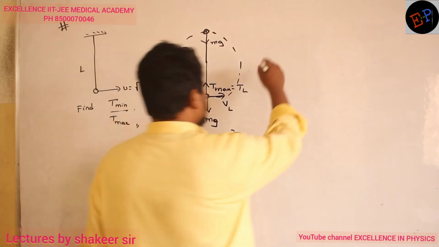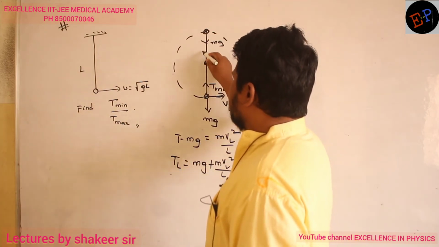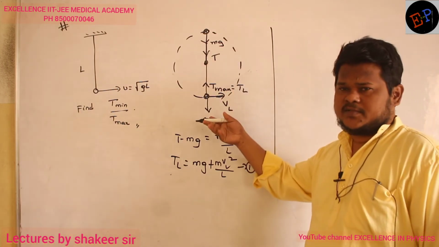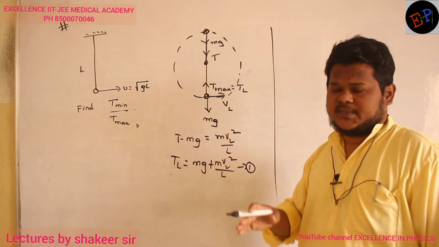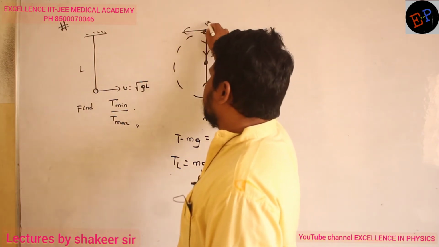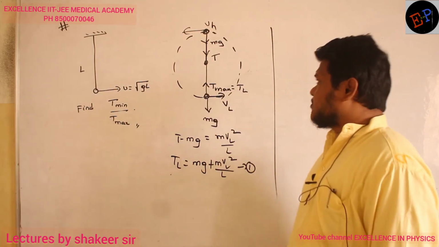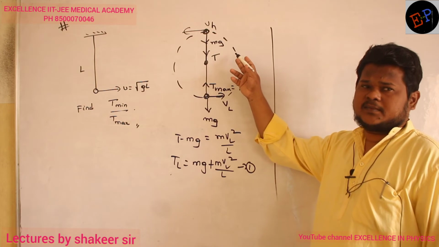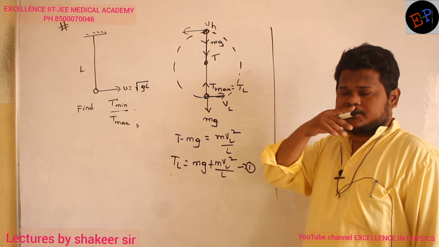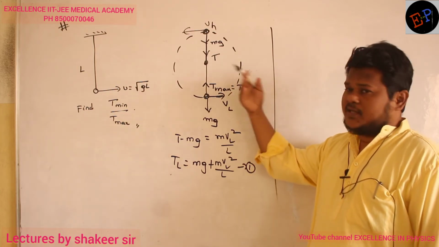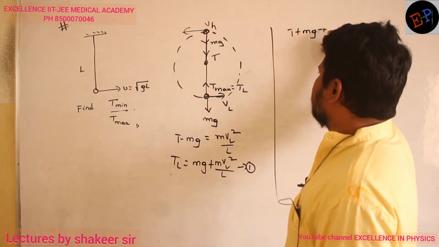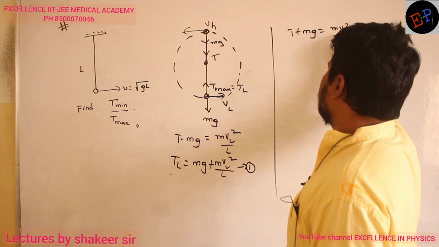Now if you see the highest position, this is the center, tension is acting in this direction and mg is also acting in the same direction. Tension is always towards the center of the circle, weight is always towards the center of the earth. So here weight is also acting towards the center of the circle. Let the velocity at the highest point be Vh. Who is providing centripetal force here? T and mg both are providing, as both act towards the center. So T plus mg is equal to m Vh square divided by L.